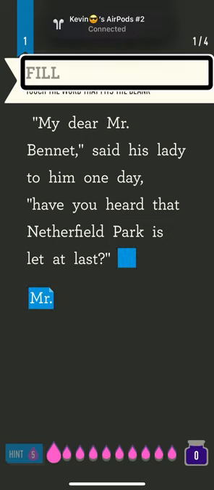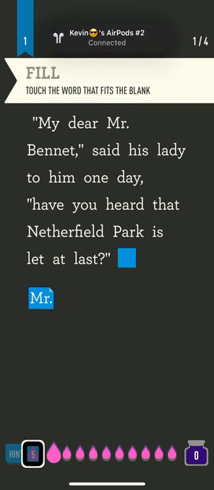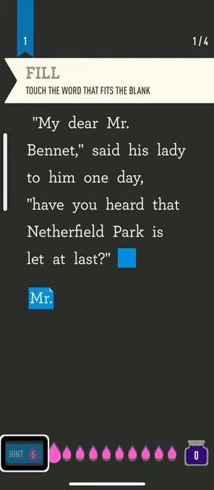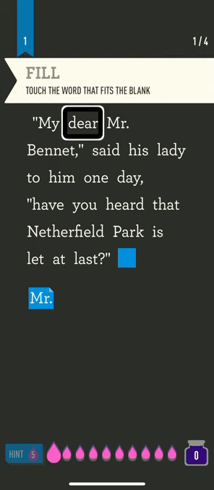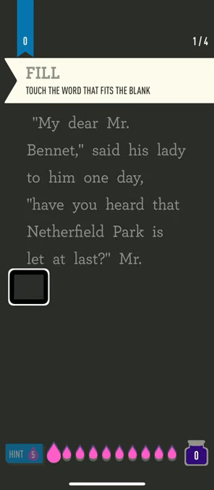Touch the word that fits the blank. My dear Mr. Bennett, said his lady to him one day, have you heard that Netherfield Park is let at last? Hint. Fill.